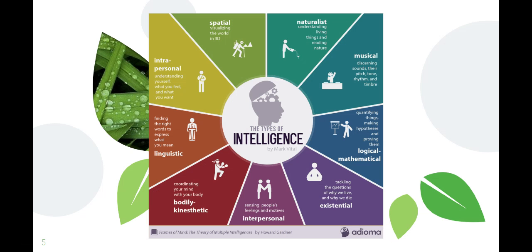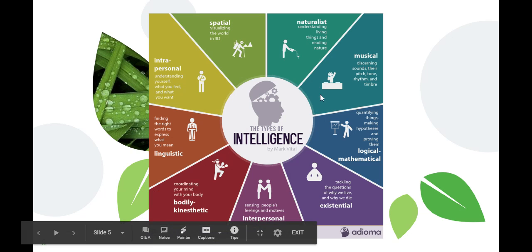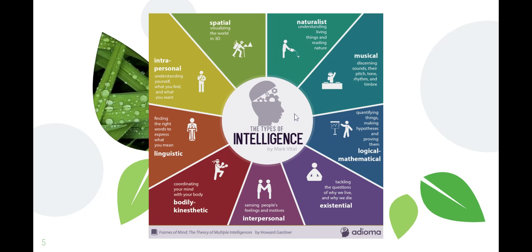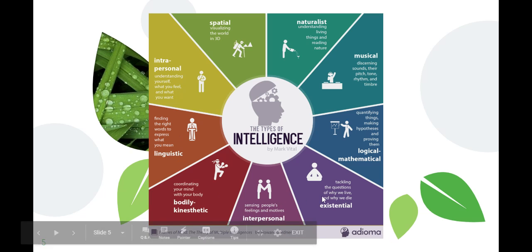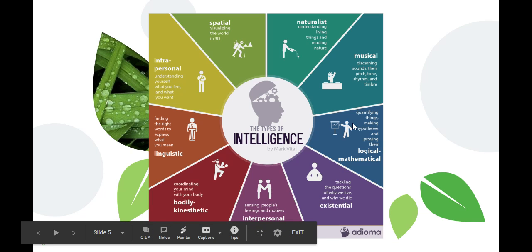The preferences are drawn from Gardner's levels of intelligences. So we have all of them here. This visual has 10, I believe. 1, 2, 3, 4, 5, 6, 7, 8, 9. They have 9, whereas Gardner's 8 intelligences usually only cover up to here.